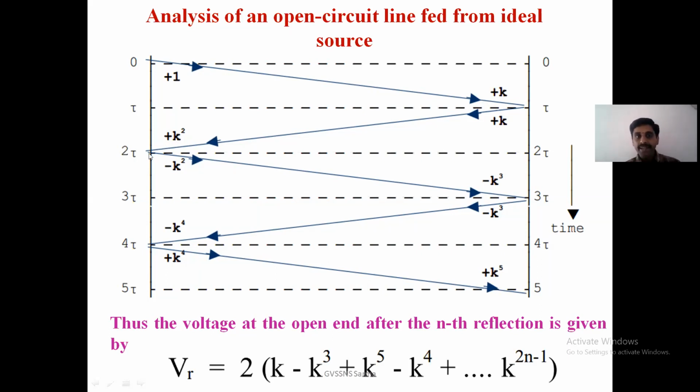Now, at this position, what is the reflected value? Whatever the voltage reaching this junction at the source, an ideal source just like a generator, with opposite sign it will be reflected back to maintain the voltage constant. That's why when plus K square is the voltage incident, minus K square is the voltage reflected back. During this process, it is again multiplied by the attenuation factor: minus K square into K, minus K cube.